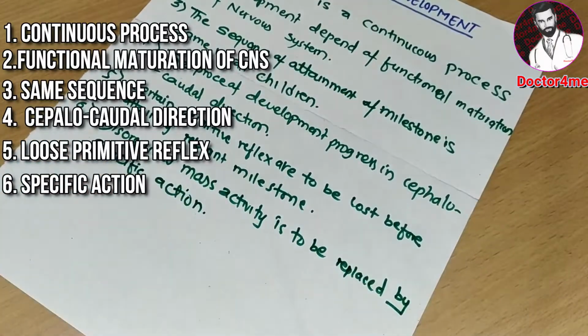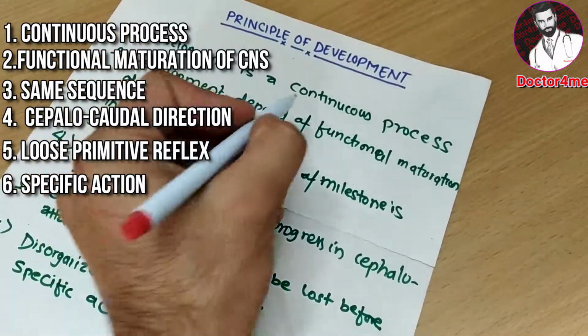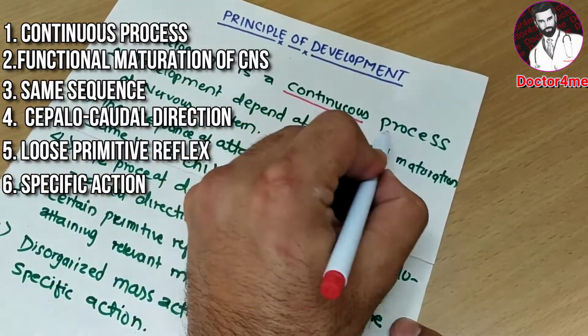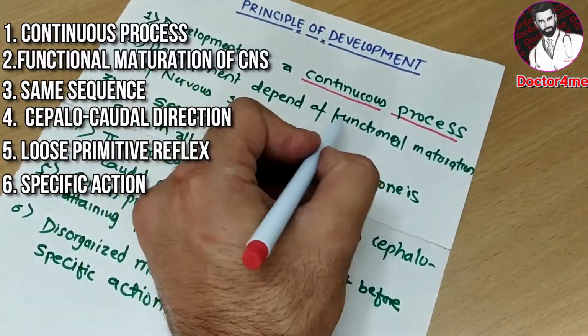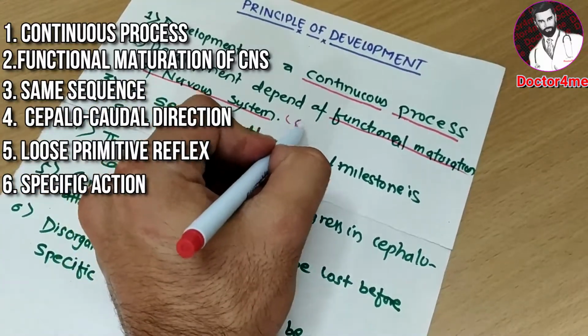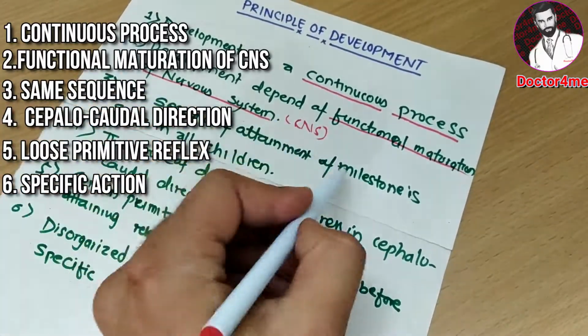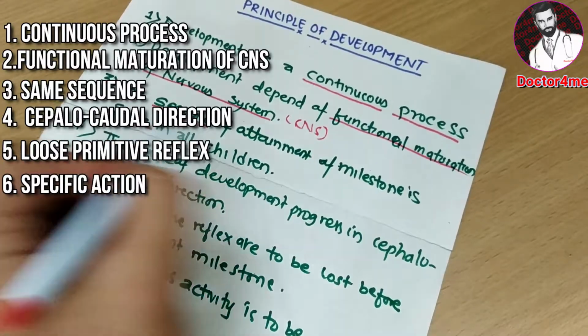These six are the principles of development. We will highlight the main lines. Development is a continuous process. Development depends on the functional maturation of the nervous system, especially the central nervous system. The sequence of attainment of milestones is the same.